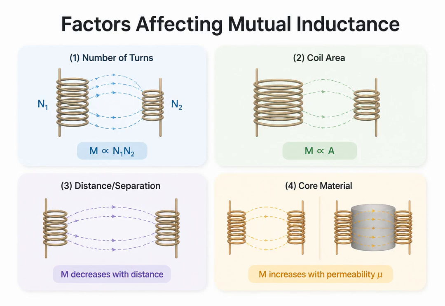The mutual inductance between two coils depends on several geometric and material factors. First, M is proportional to the product of the number of turns in each coil. More turns mean stronger magnetic coupling. Second, M increases with the cross-sectional area of the coils. Larger coils link more flux. Third, M decreases with the distance between coils. Separation weakens the magnetic coupling. Fourth, M increases with the permeability of the core material. Iron cores provide much stronger coupling than air cores because iron concentrates and amplifies the magnetic field. Engineers optimize these factors to achieve the desired mutual inductance for specific applications.